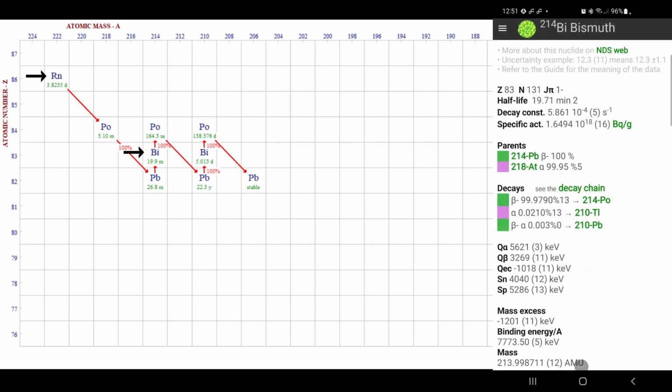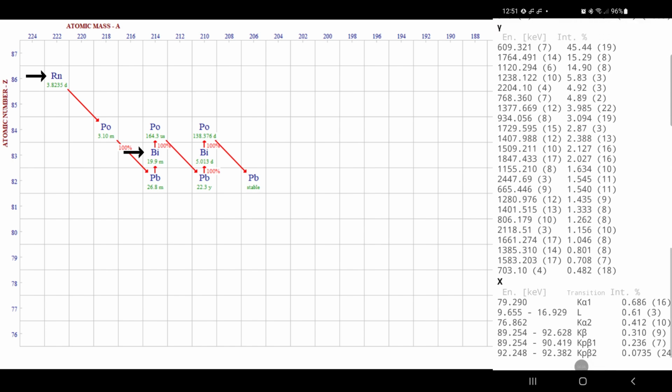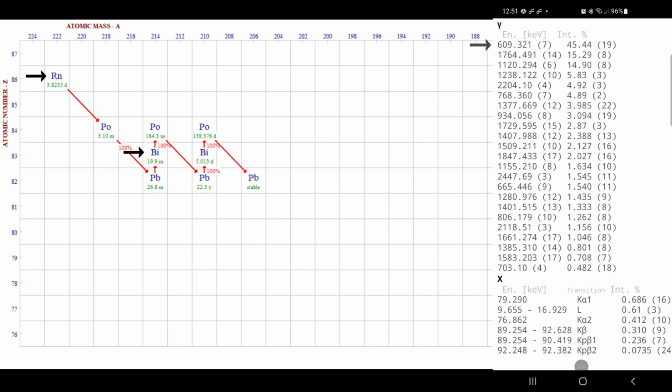Bismuth-214, a decay product of radon-222, also emits gamma rays, including prominent emissions at 609 keV, 1764 keV, 1120 keV, 1238 keV, and 2204 keV, among others of lower intensity. These photopeaks will be visible in a gamma spectrum, especially the 609 kiloelectronvolts peak.